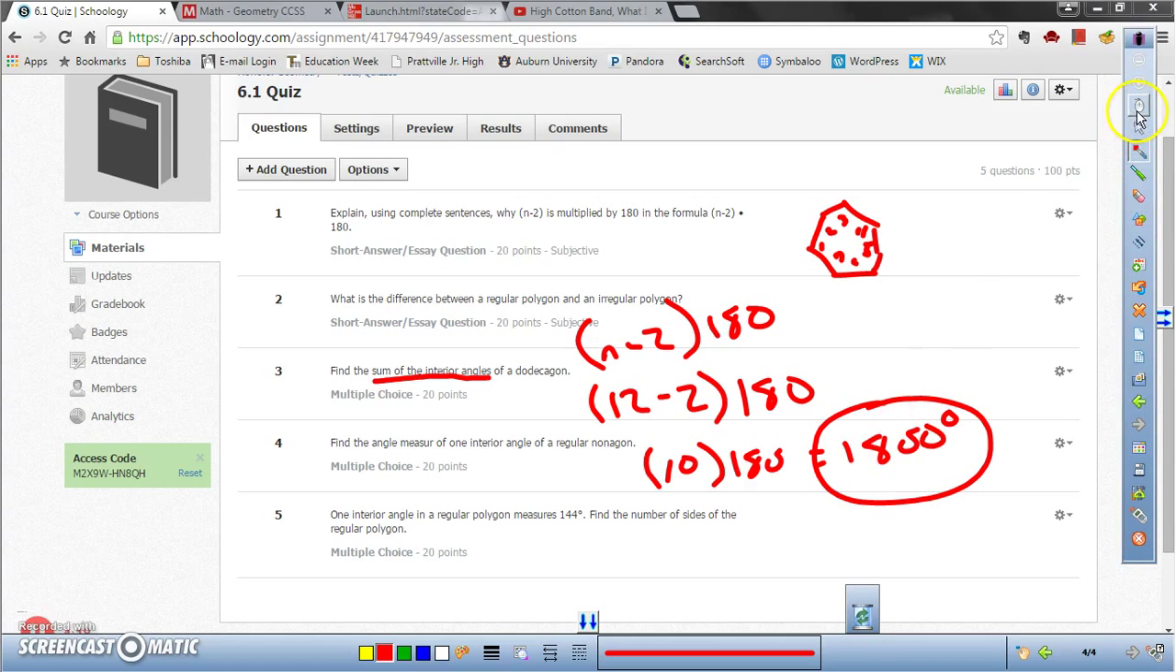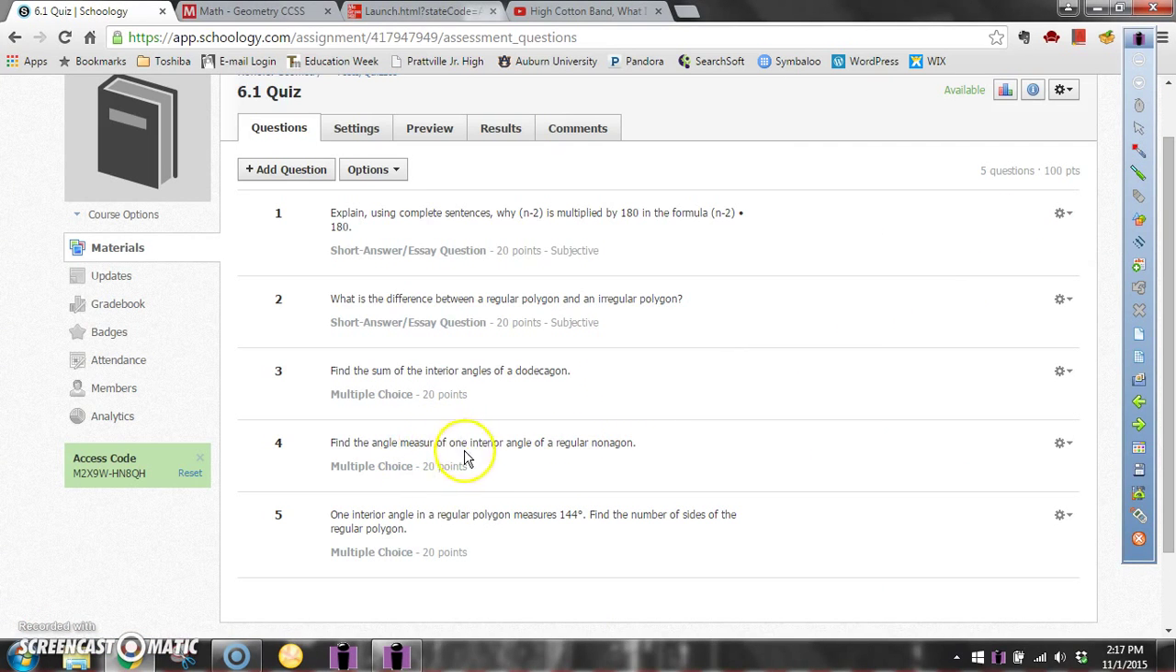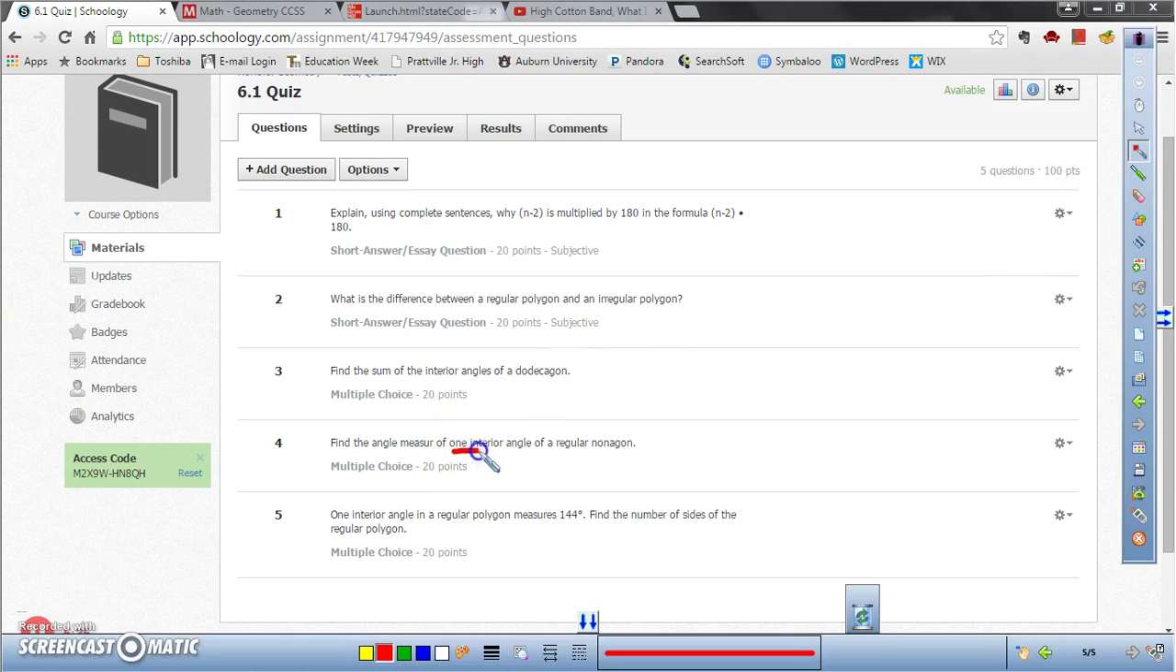Okay, next question: find the angle measure of one interior angle of a regular nonagon. So instead of looking for the sum, now I'm looking for one interior angle, and it's a regular nonagon. What this means is I have a 9-sided figure. That's what a nonagon means, a 9-sided figure in which all angles are the same. Again, I can't draw this, but whatever these angles are inside this 9-sided figure, they're all the same.